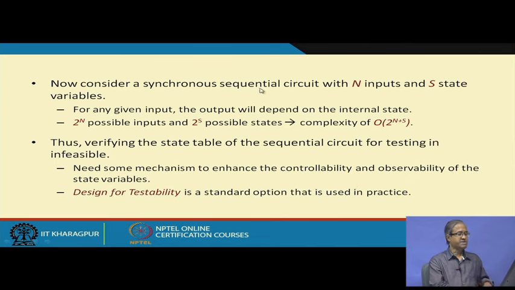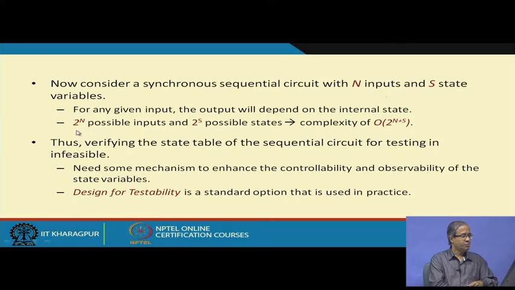So, if we now consider a synchronous sequential circuit, the problem is even more difficult. There are n number of inputs, there are s number of state variables or flip flops. Now, in a sequential circuit, when you apply an input, we cannot predict what the output will be, because the output will be dependent on the state of the flip flops. So, if there are s number of flip flops, they can be in 2 to the power s possible states. So, for each of those 2 to the power s possible states, the output can be different, right. So, you must be sure which state the flip flops are in, then only you can apply the input. And in a normal sequential circuit, it is not so easy always to initialize the flip flops to a known state, right.